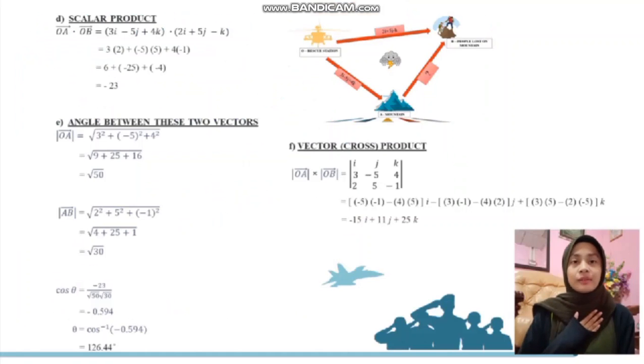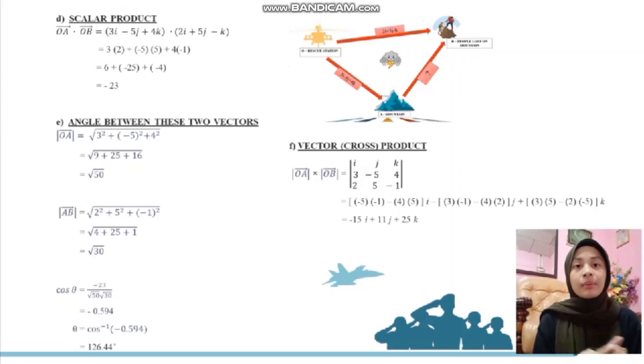Nama saya Fahlina Binti Mohamad dari kelas DKA 1B. Terima kasih kepada Aimi. Seterusnya saya akan sambung pula dengan pengiraan skala produk. Skala produk antara OA dot OB equal 3i tolak 5j tambah 4k dot 2i tambah 5j tolak k equal 3 darab 2 tambah negatif 5 darab 5 tambah 4 darab negatif 1 equal negatif 23.